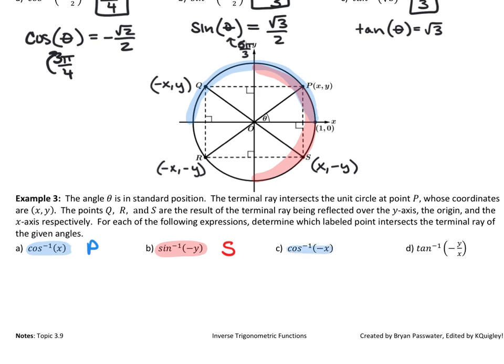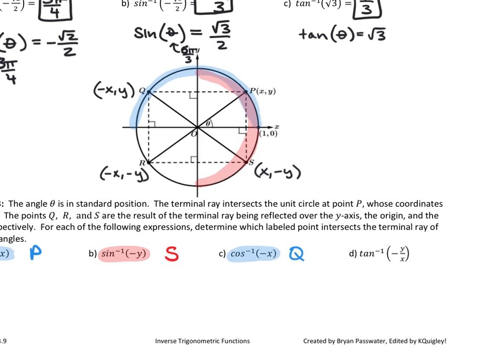Number C says cosine inverse of negative x. We're back to the blues. So cosine is defined in quadrants 1 and 2. Which coordinate point in quadrants 1 and 2 has a negative x value? Q.